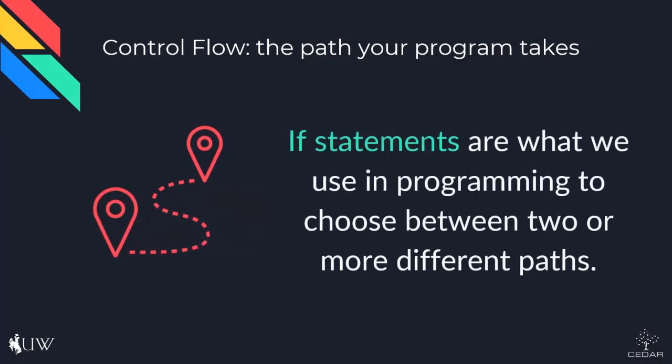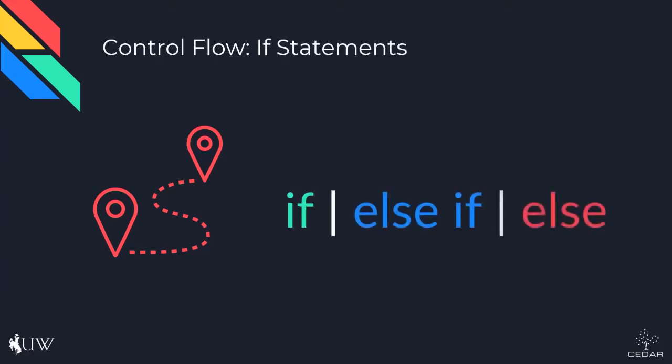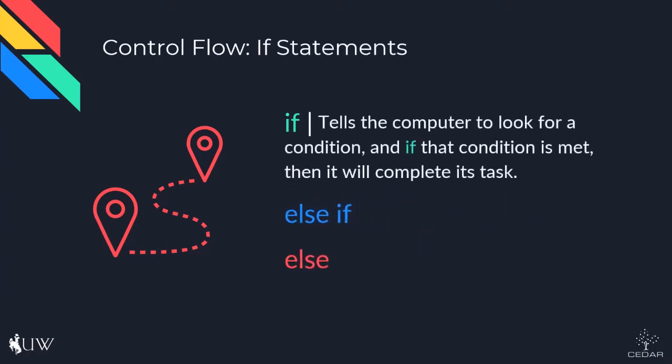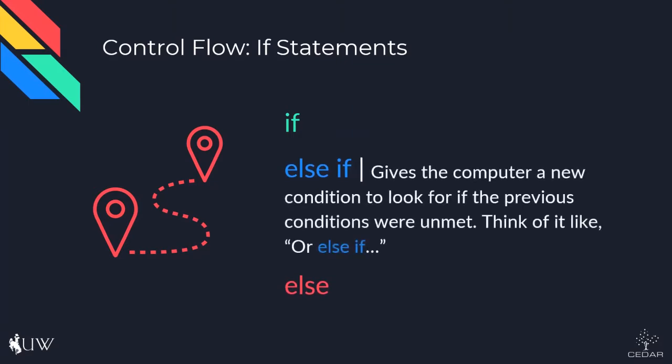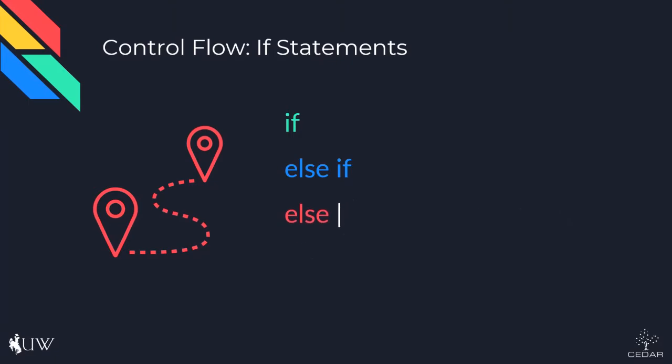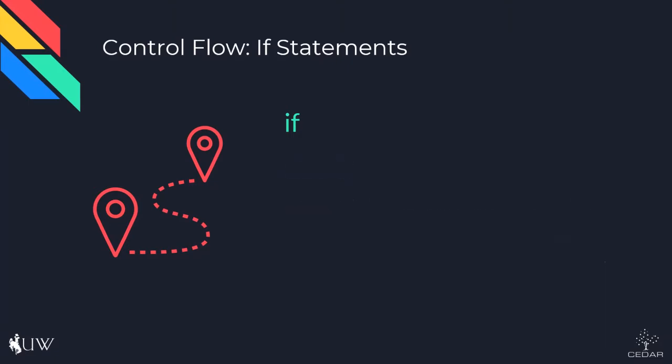If statements are what we use in programming to choose between two or more different paths. There are three main parts to if statements. There's if, else if, and else. If tells the computer to look for a condition, and if that condition is met, then it will complete its task. Else if gives the computer a new condition to look for if the previous conditions were unmet. Else tells the computer what to do if none of the previous conditions were met.